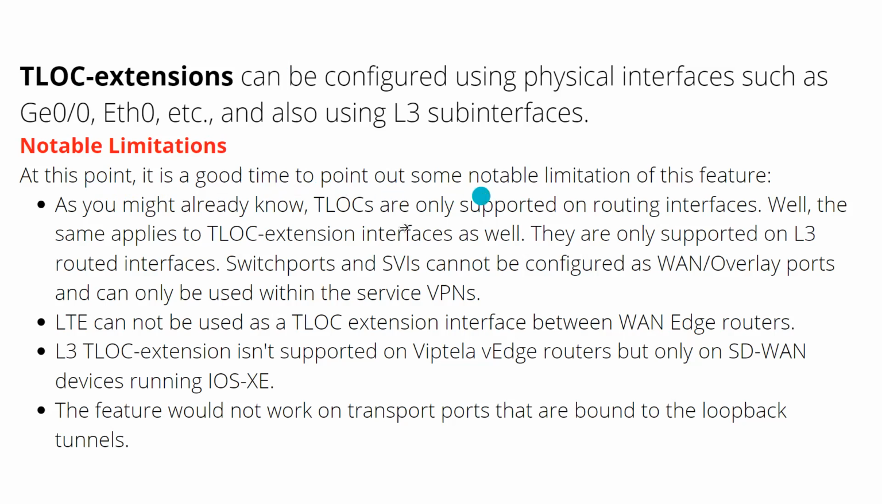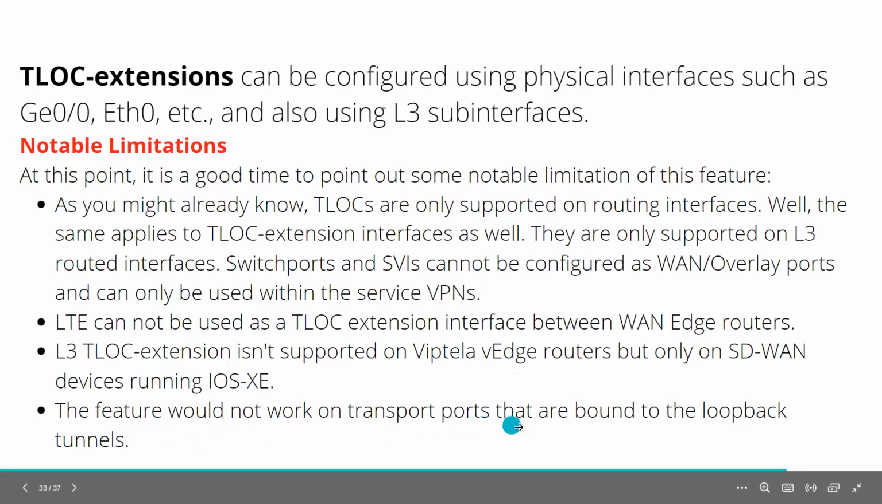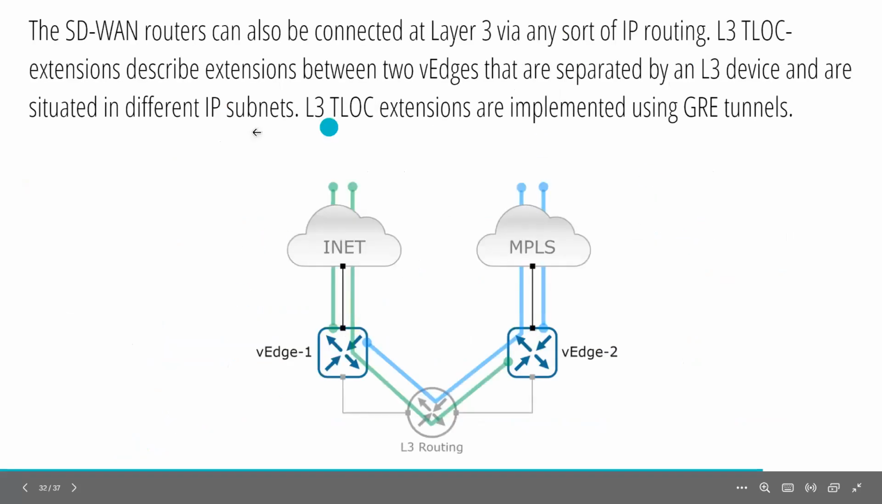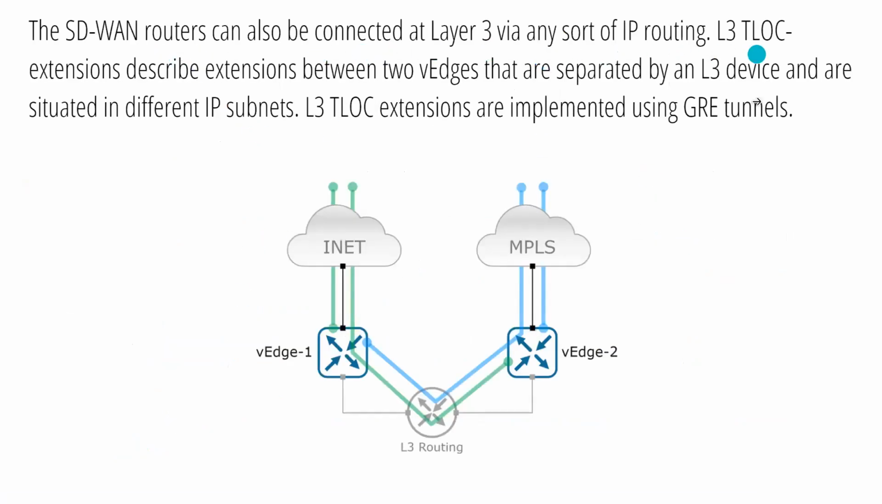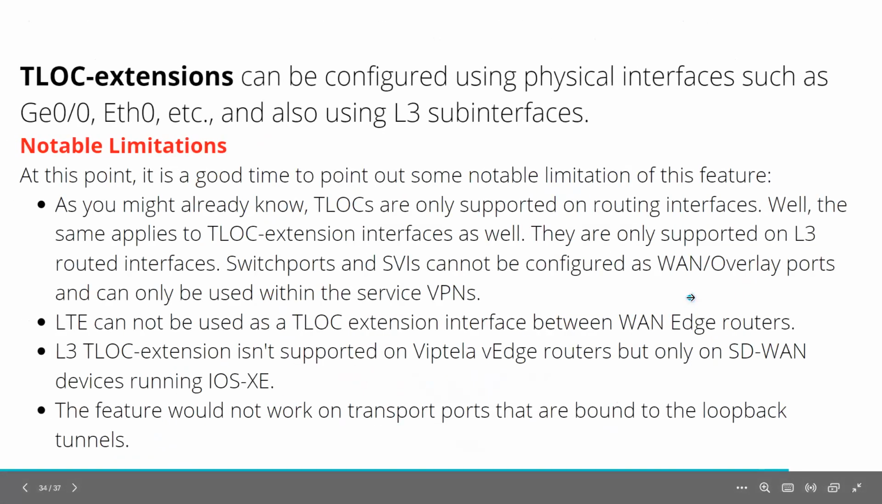At this point, it's a good time to discuss the notable limitations. As you already might know, TLOCs are only supported on routed interfaces. The same applies to TLOC extensions. They are only supported on layer 3 routed interfaces. Switch ports and SVIs cannot be configured. LTE cannot be used for TLOC extension. L3 TLOC extension is not supported on Viptela and is only supported on IOS XE. The feature would not work on transport ports, those are bound to the loopback tunnels. So these are some of the limitations that we will see. SD-WAN routers can be connected over layer 3 via any sort of routing, so that's what we have discussed already.